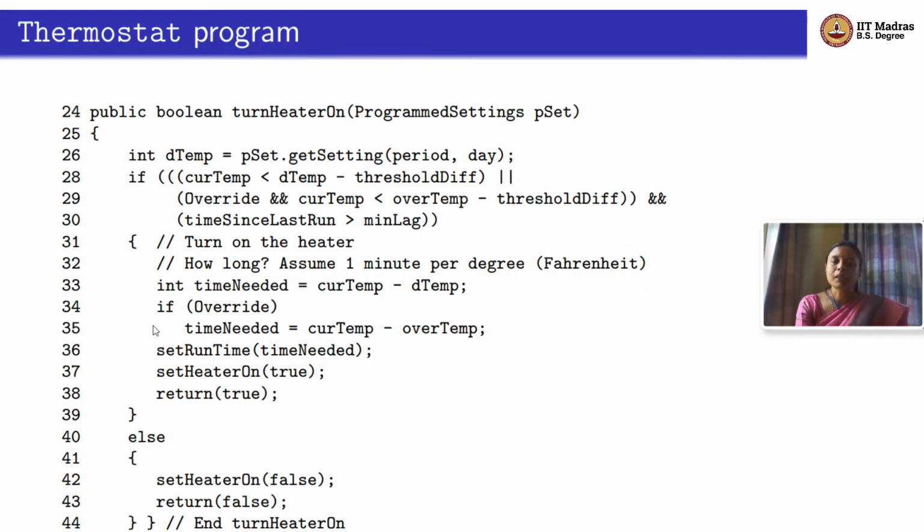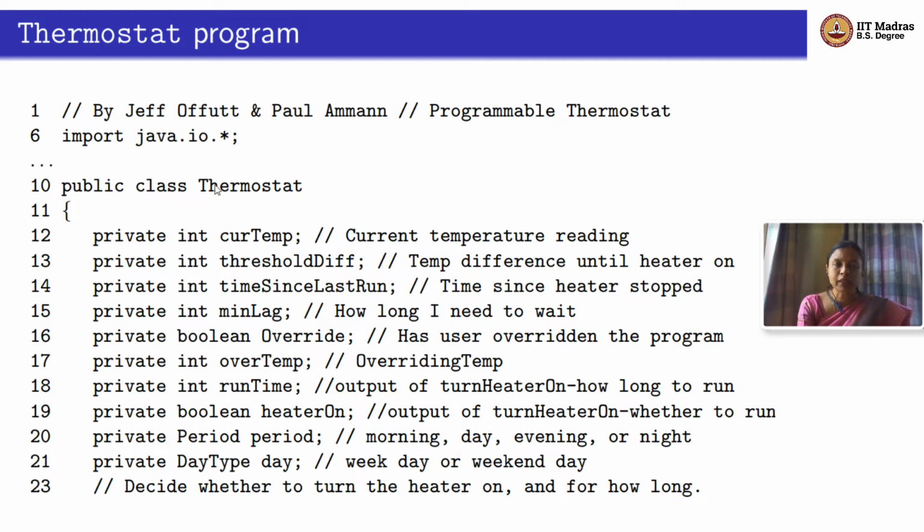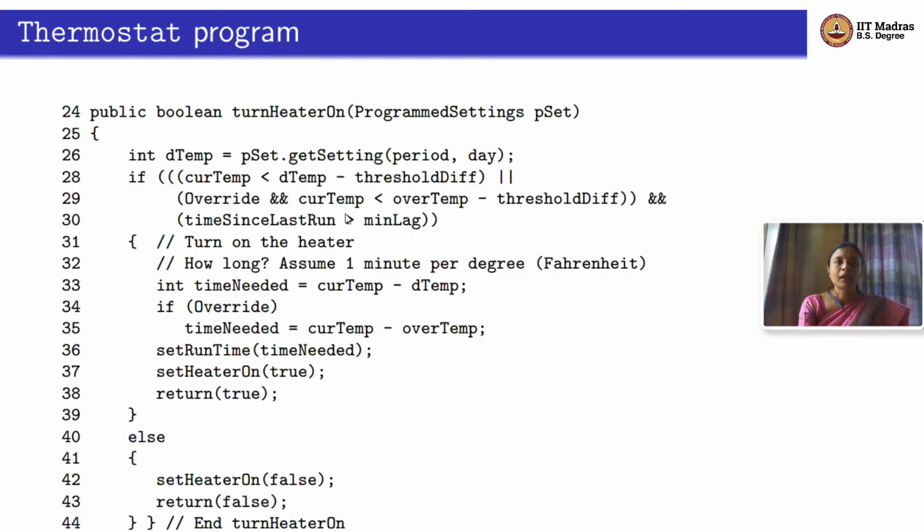Okay, so here is the main code. turnHeaterOn is the method which takes some preset of program settings, given in this variable called pset. First it declares dtemp. Please note this variable dtemp is local to this method, turnHeaterOn. These are all variables that were outside this method that belong to the class called Thermostat. Then we are writing the code for the method turnHeaterOn, which takes pset as a parameter, and in addition has a local variable called dtemp.